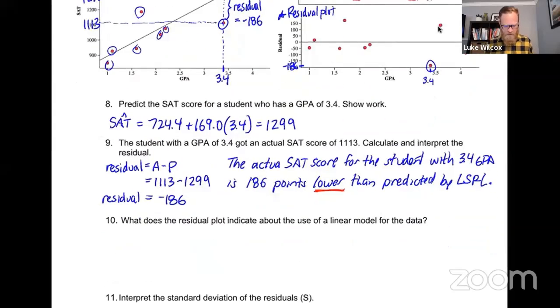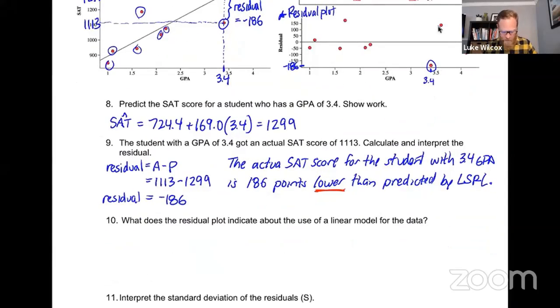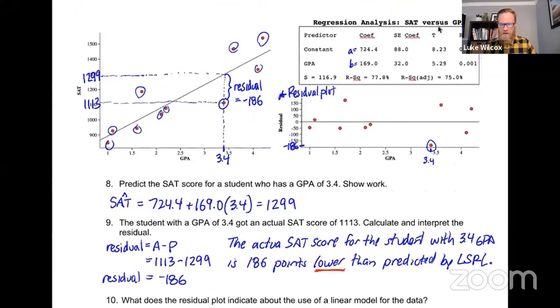Question number 10 says, what does the residual plot indicate about the use of a linear model for the data? Okay, a couple of things that I'd like you to notice in the residual plot. First of all, this value right here is always going to be 0. That's going to be at the center of the residual plot. And you're going to have some values above it and some below.